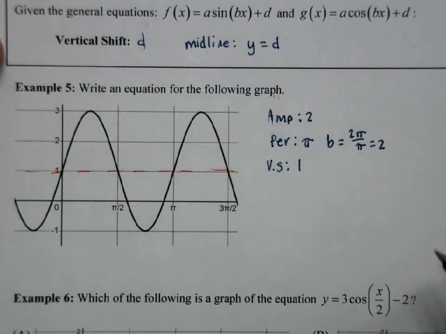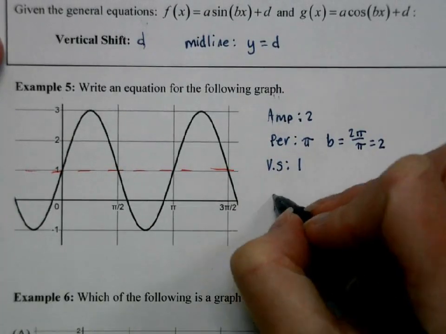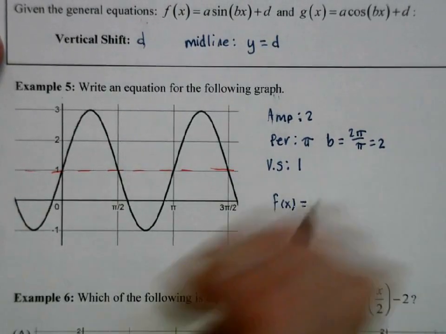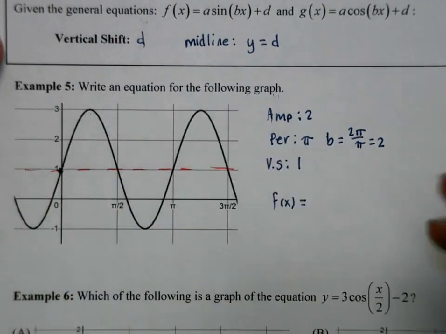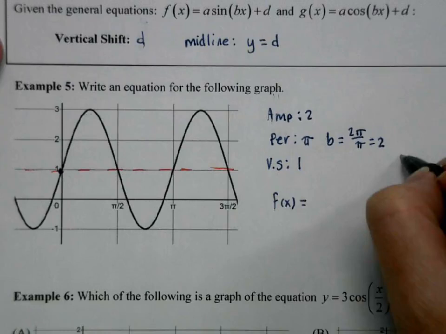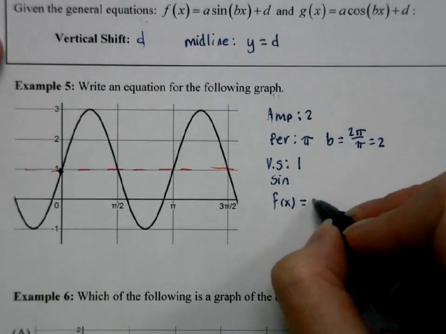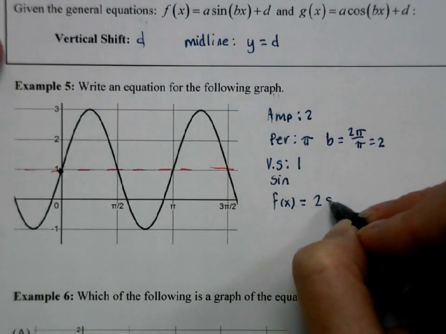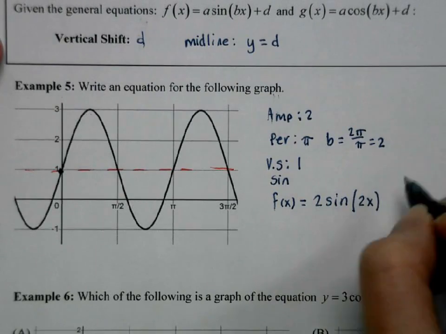So when I put this in my equation, oh, and which function? We're starting at the midline, going up, which means this will be a sine. Okay. So we're going to have a positive 2 sine 2x plus 1 for that vertical shift.